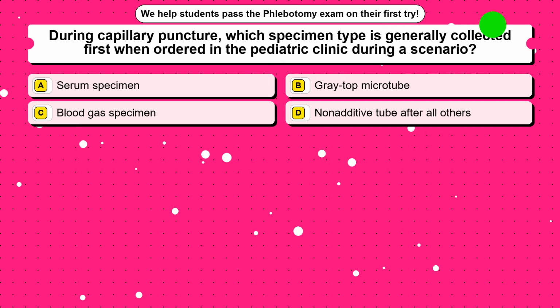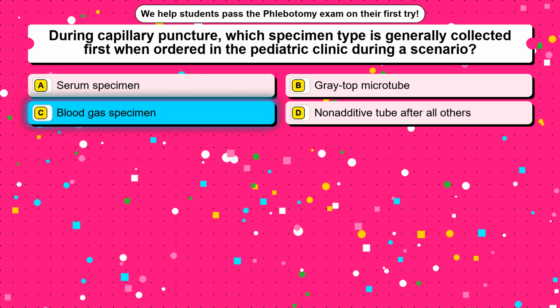Question 13. During capillary puncture, which specimen type is generally collected first when ordered in the pediatric clinic during a scenario? Option A, serum specimen. Option B, gray top microtube. Option C, blood gas specimen. Option D, non-additive tube after all others.